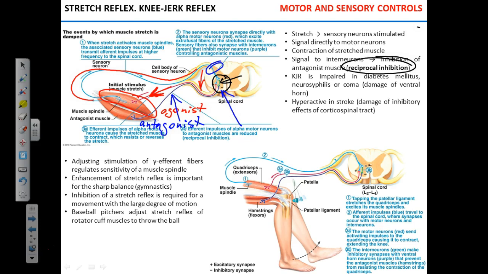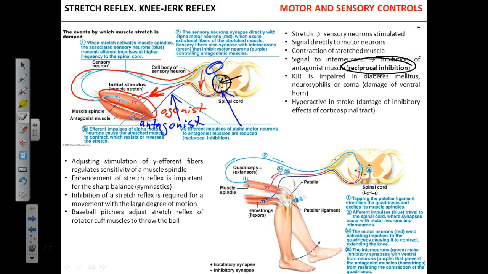I lost my glasses. Okay, question. Inhibition only. Inhibition of antagonist muscle is called reciprocal inhibition. Only inhibition of antagonist muscle. Go ahead. Relaxation of, no.